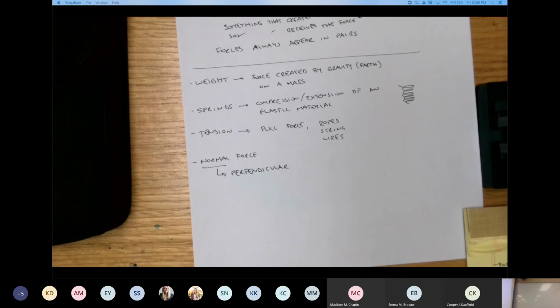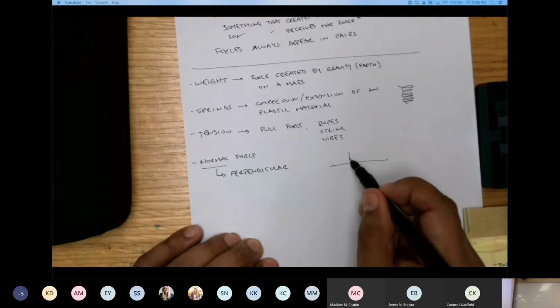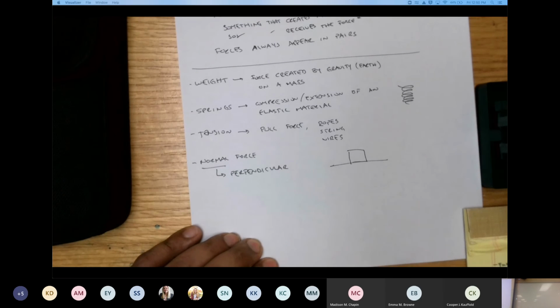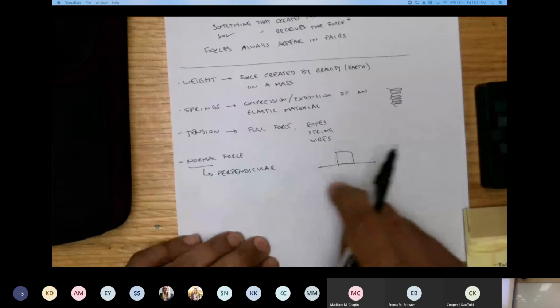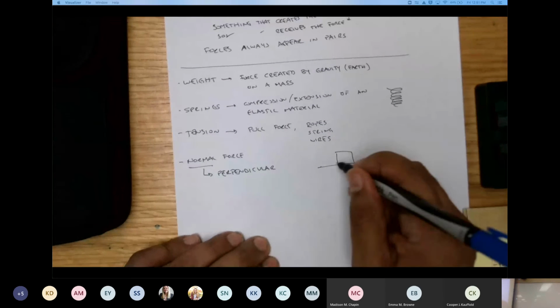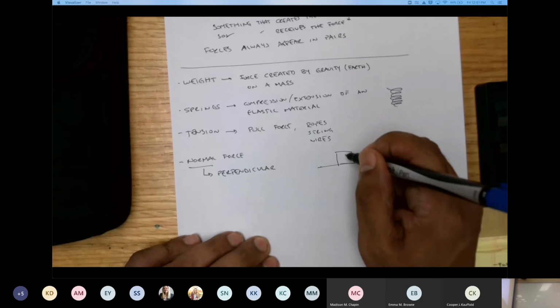So if you have a box sitting on the floor, just the contact is going to create a normal force. Weight is going to be pulling down, making contact with the ground, and then the ground is going to push back. That pushback, that's the normal force. And it's always going to be perpendicular to the surface. So if the surface is horizontal, the normal force is going to be like this.